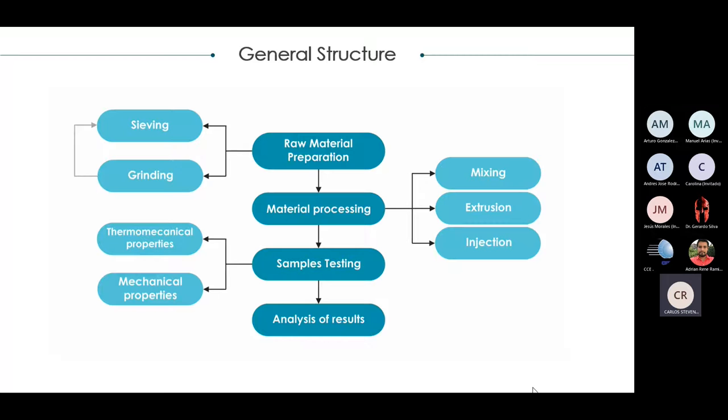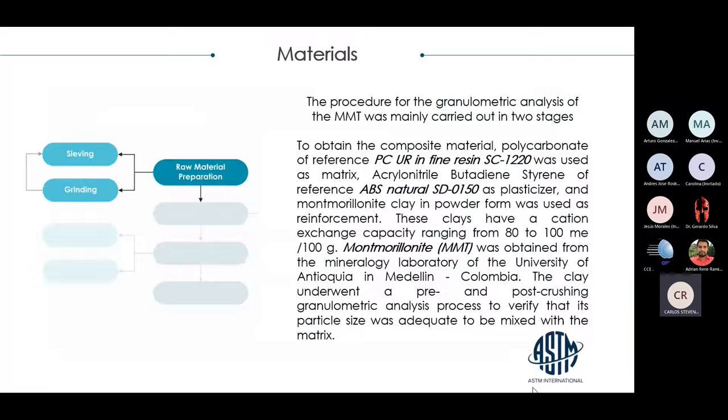Here are the materials. As I said, the granulometric analysis of the MMT was mainly carried out in 2 stages: the grinding and the sieving. The machines used here and the materials, here you can see the reference of the polycarbonates with the ABS natural, which is acrylonitrile butadiene styrene, and the clay is a montmorillonite that was obtained from the mineralogy laboratory of the university in Antioquia, Medellín, Colombia.